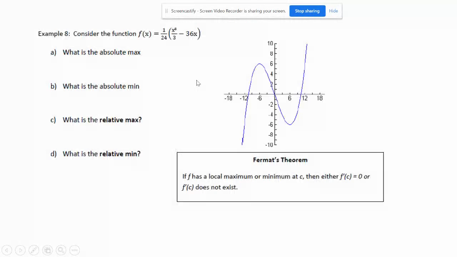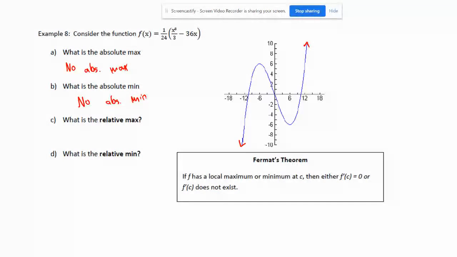Okay, so let's look at this guy. Consider the function f of x equals 1 over 24, x cubed over 3 minus 36x. What is the absolute max? Well, there is no absolute max because, guys, anytime a graph gets cut off like this, we assume that the graph keeps on going forever, even if there are no arrows drawn on the graph. So there is no absolute max, and there is no absolute min.